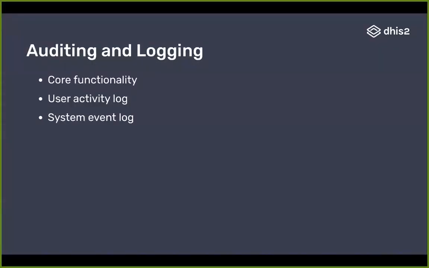Auditing and logging. Also core functionality, user activity log, system event log. And we know that not many of you use custom logging format for the system events, but it is possible to configure different types of event logging for the system, I mean DHIS2 and Tomcat application itself, not the user activity log, which is separate. But the settings that are available, you can edit the log4j configuration file and introduce extra logging parameters.